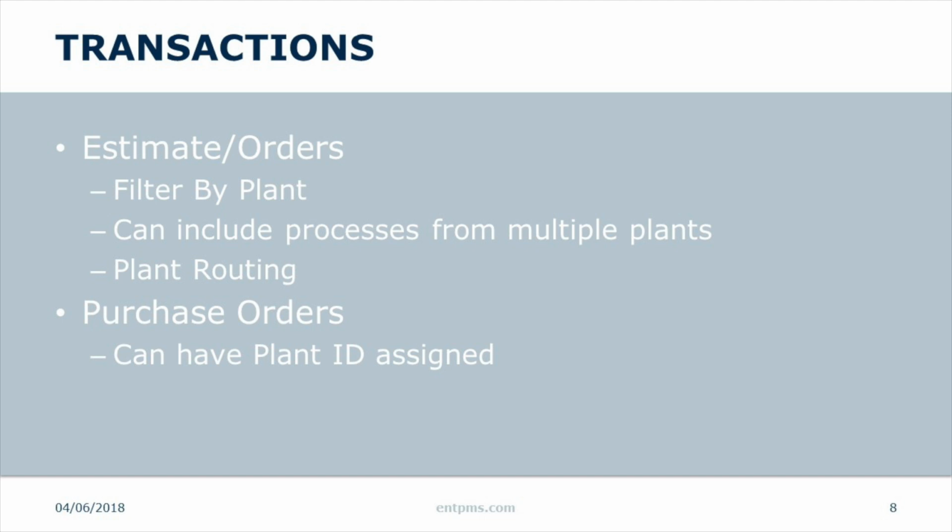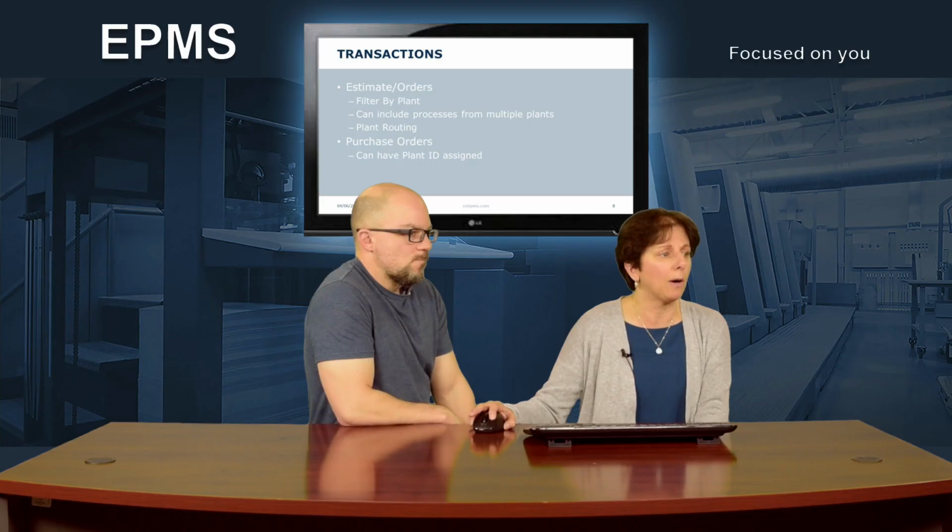So as far as estimating order entry is concerned, you can filter that list by plant, so you can see just estimates and orders for a particular plant. Or if you do have the can view all plants option, you can take the plant ID completely out and see everything. As we just talked about, you can include processes for multiple plants. You can also route jobs.